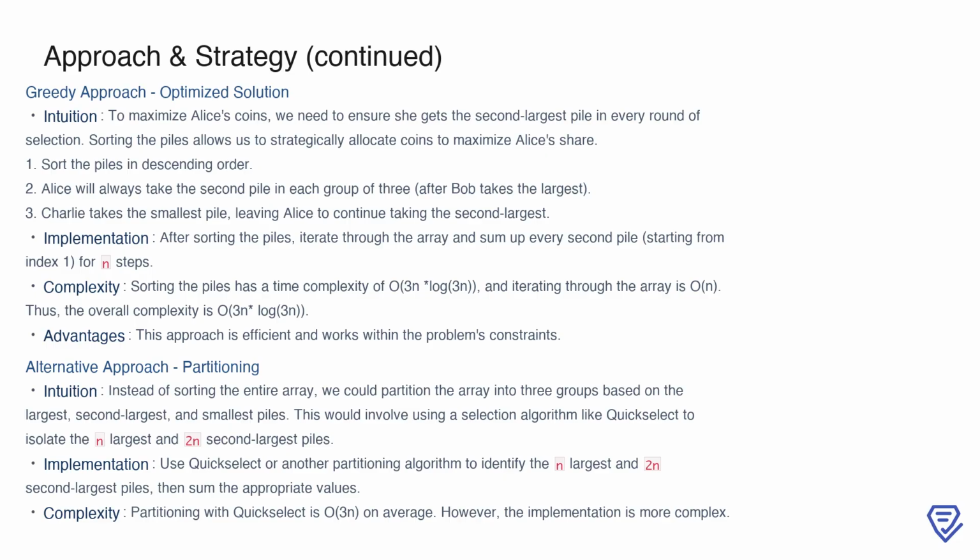Alternatively, we could consider partitioning instead of sorting. Using a method such as quick select, we could directly isolate the n largest and 2n second largest piles, summing Alice's portion accordingly. While partitioning has an average complexity of O(3n), it introduces additional complexity in implementation, making it less appealing for practical purposes compared to sorting.